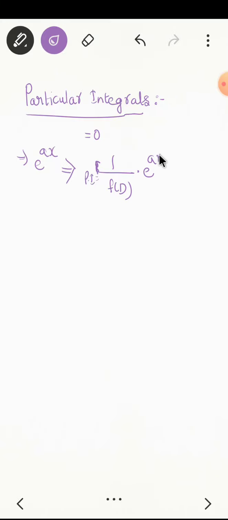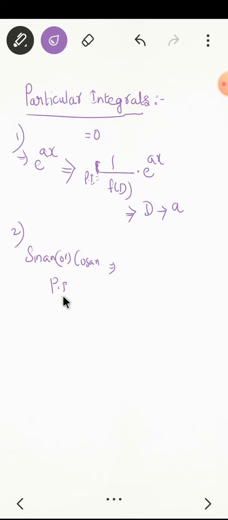And what you have to do: wherever in the function f of D there is D, you just replace it by a. That is the operation you have to do. This is case 1. Case 2 is if you have a function like sin ax or cos ax, then how will you find the particular integral?